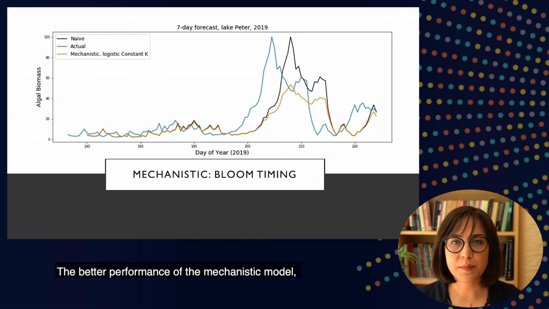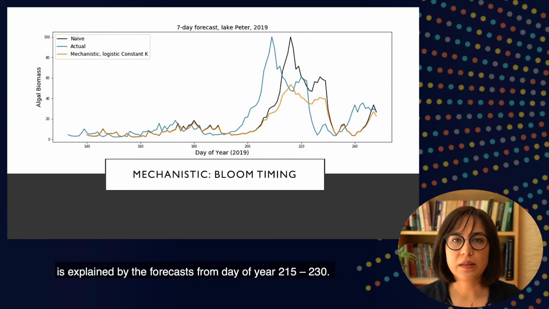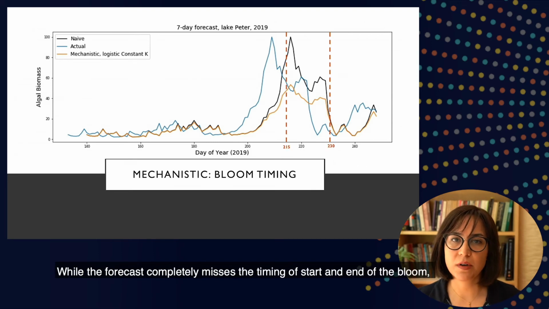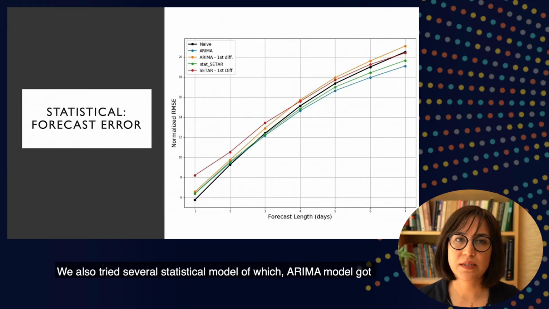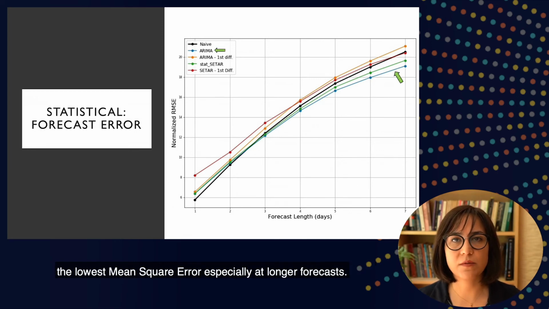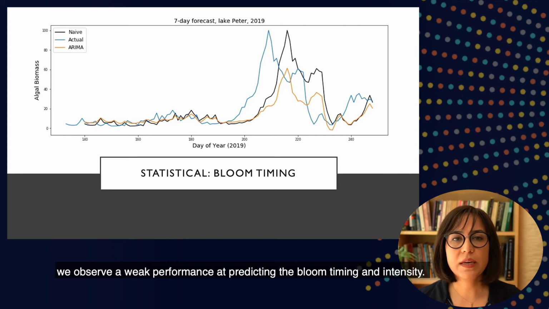The better performance of the mechanistic model relative to naive on the previous slide is explained by the forecasting from day of year 215 to 230. While the forecast completely misses the timing of start and end of the bloom, its predictions are closer to the actual data during this period than the naive forecast. We also tried several statistical models, of which ARIMA model got the lowest mean square error, especially at longer forecasts. Again, comparing ARIMA forecasts with actual values and naive forecasts, we observed a weak performance at predicting the bloom timing and intensity.